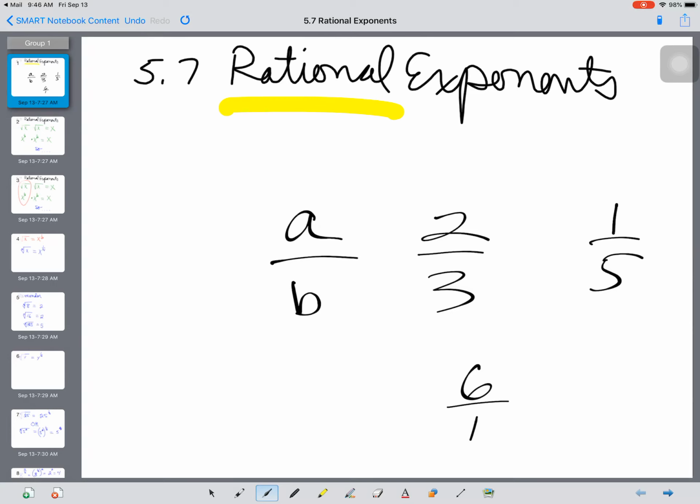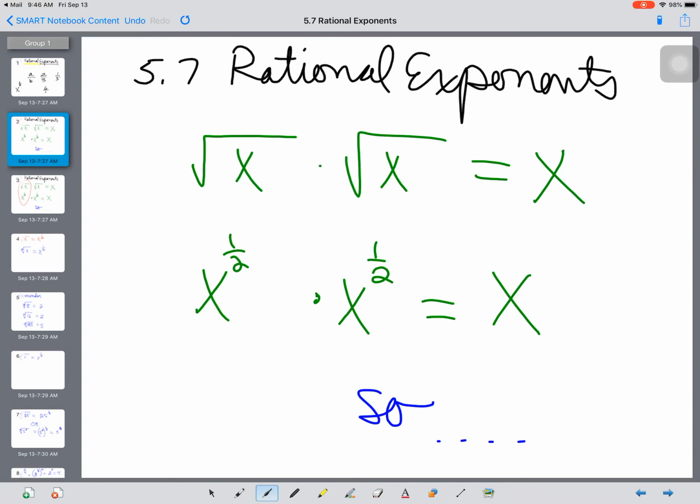So dealing with rational exponents, though. So we're talking about fractions in the exponent. For example, something like that. Well, let me show you this. Would you agree that the square root of x times the square root of x is equal to x? That's what that means, right? The square root of a number is the number that when you multiply it by itself, you get that number. So, for example, the square root of 9 times the square root of 9 is, of course, 9. Because square root of 9 is 3 times 3, and 3 times 3 is 9.